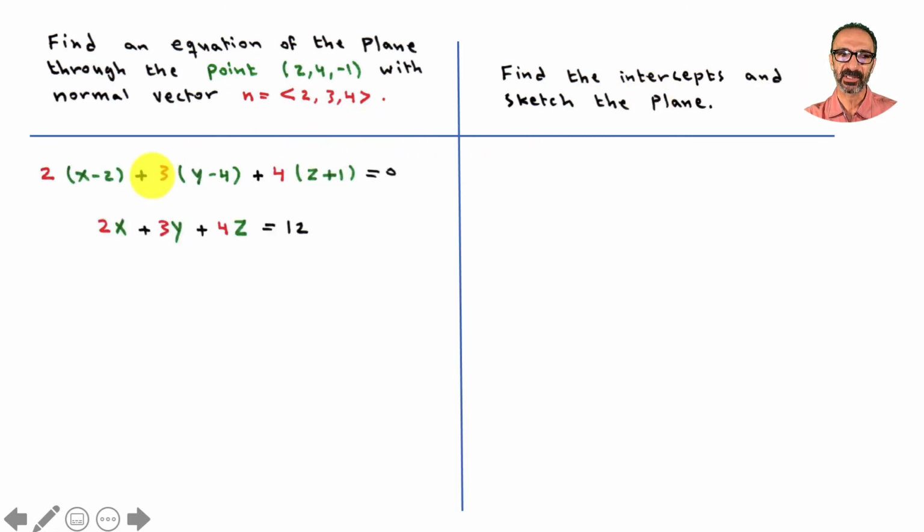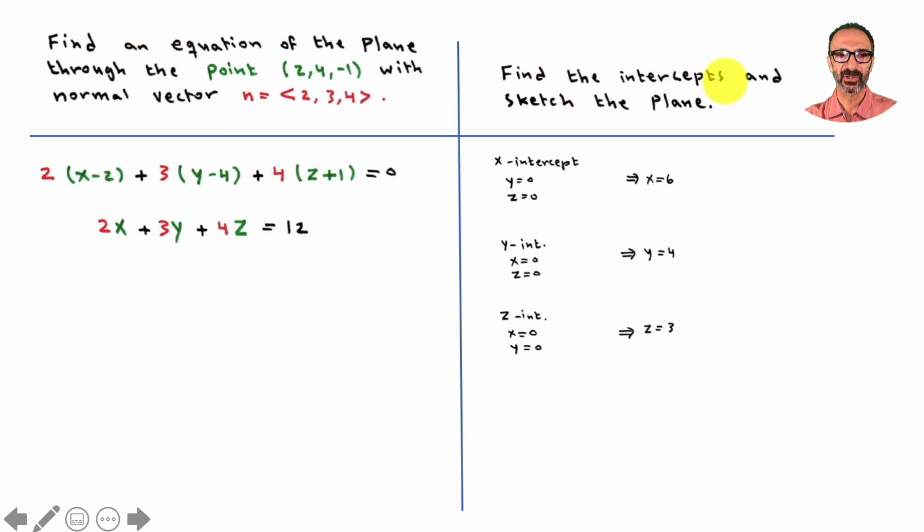As simple as that, these are the components of the normal, 2, 3 and 4, coming from here. X minus x sub 0, y minus y sub 0, they're coming from here, and so on. Just do the algebra, and that should do it. As simple as that.